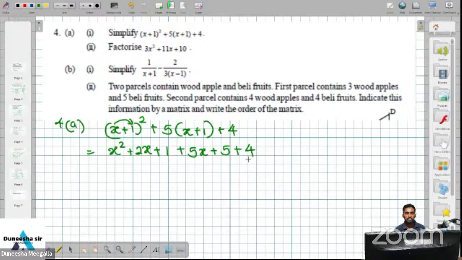Okay. Simplify the like terms. You can simplify the like terms.